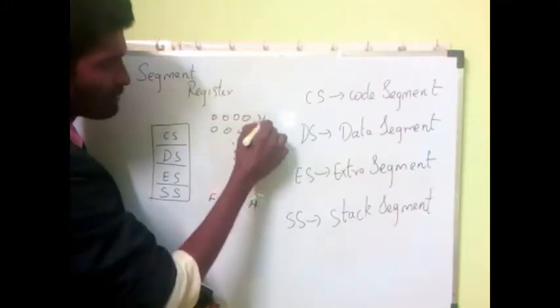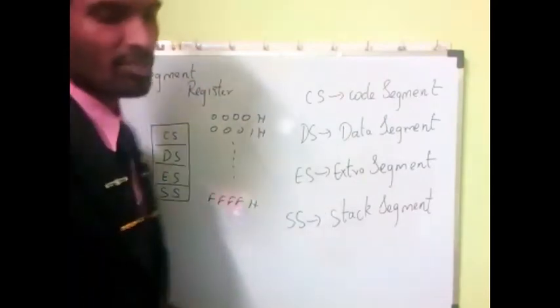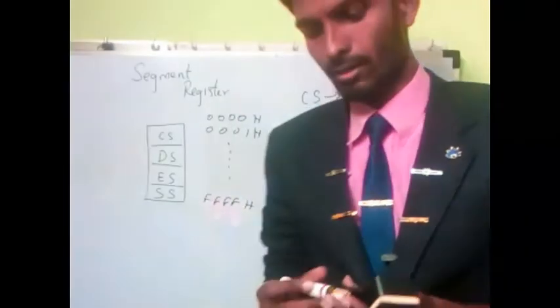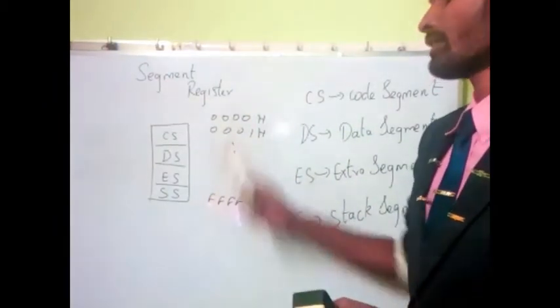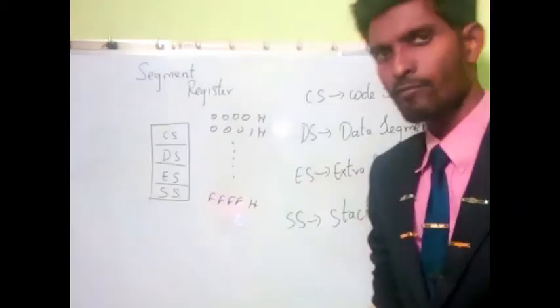H. H represents hexadecimal, 16. Listen here properly now. So these are said to be the address variation of 16-bit.